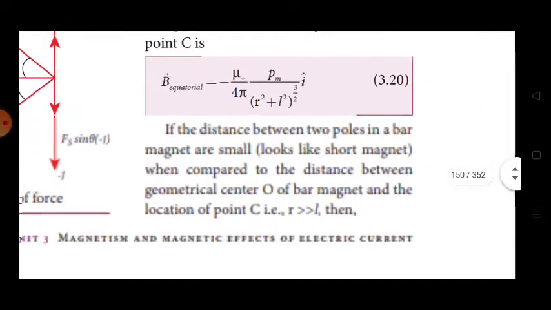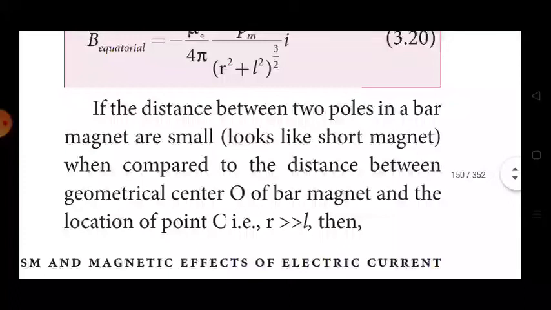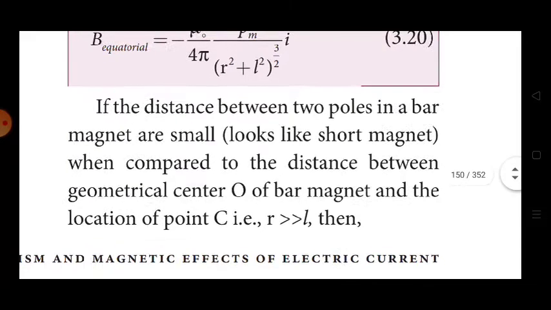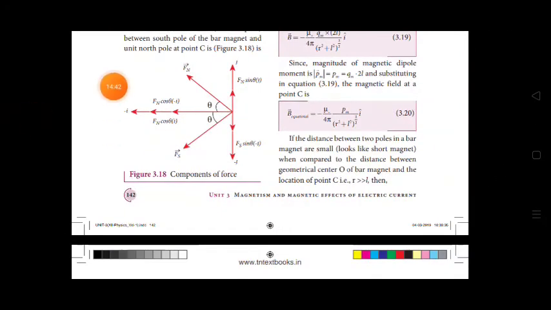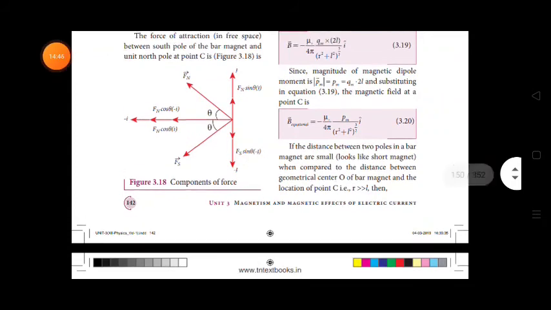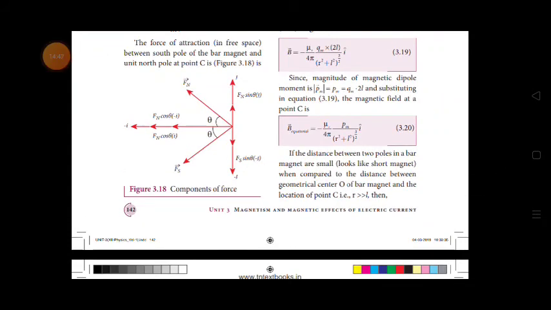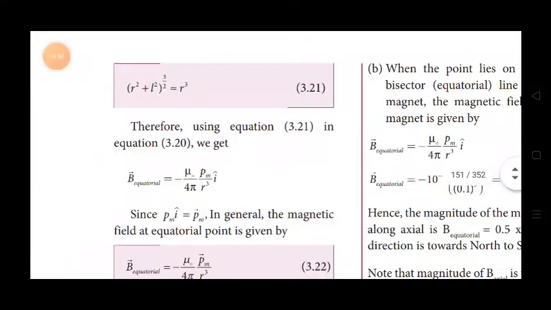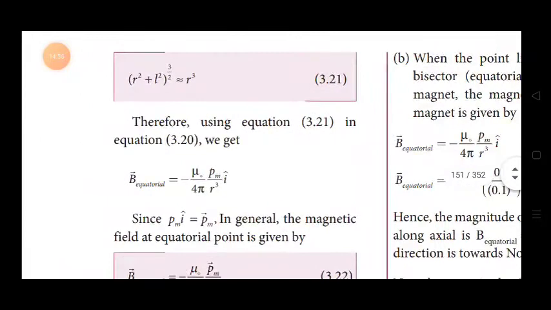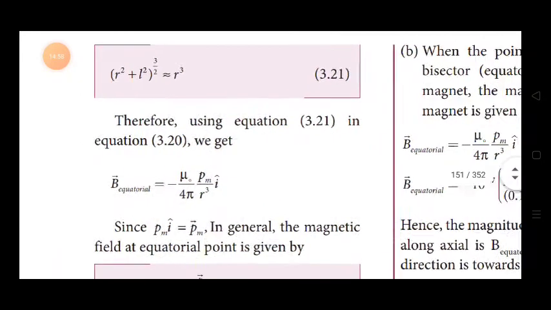The same as before, if the distance between the two poles in a bar magnet is small, it looks like a short magnet, compared to the distance between the geometrical center of the bar magnet and the location point C, that means r is very, very much greater than L. We get, (r square plus l square) whole 3 by 2 is equal to r cube, mathematically.